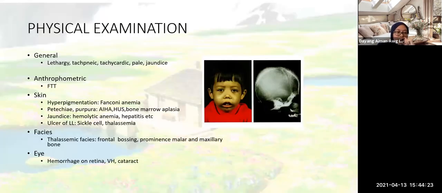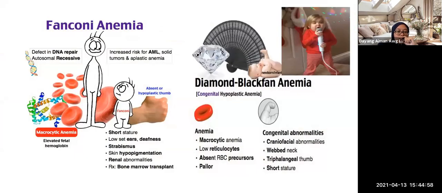So for the physical examination, generally we need to look for symptoms like lethargy, fatigue, tachycardia, or of course, pallor and jaundice. And then for the skin, because certain skin conditions are associated with certain diseases related to anemia. And then for the face, for example in thalassemia facies, where they can have frontal bossing, prominent maxilla, and also easily bruise. And then we need to look at the eyes.